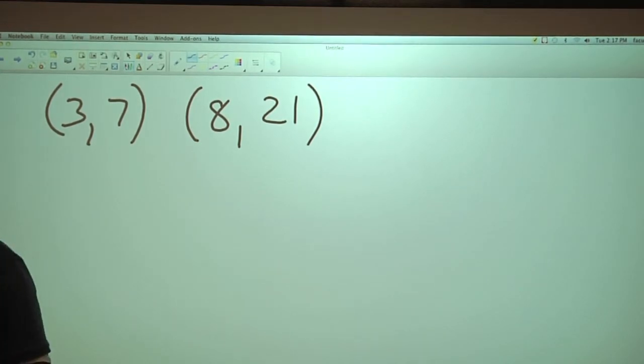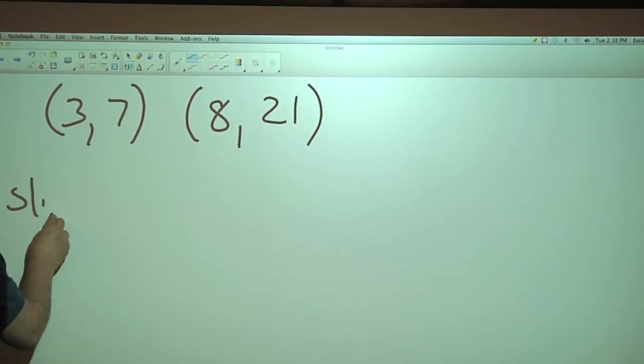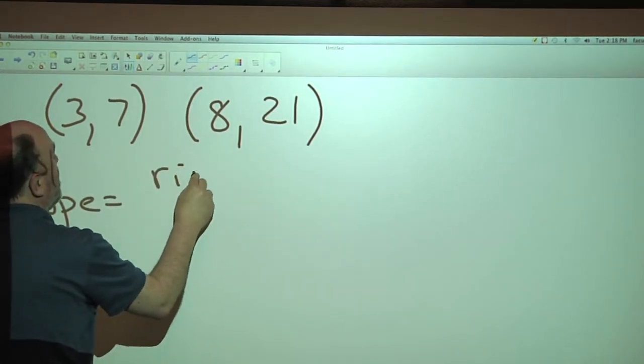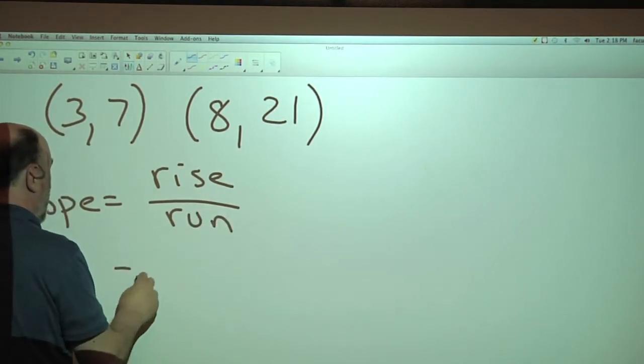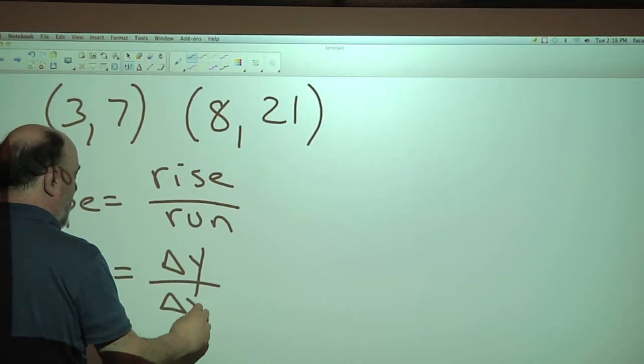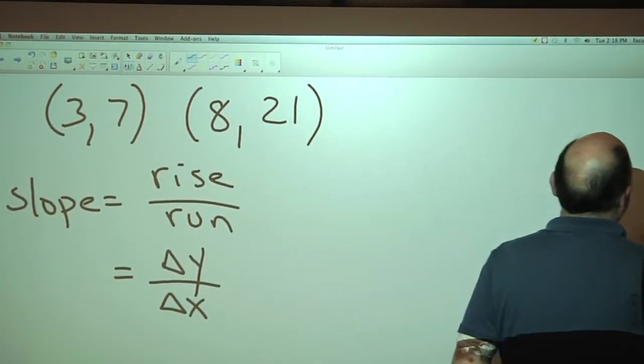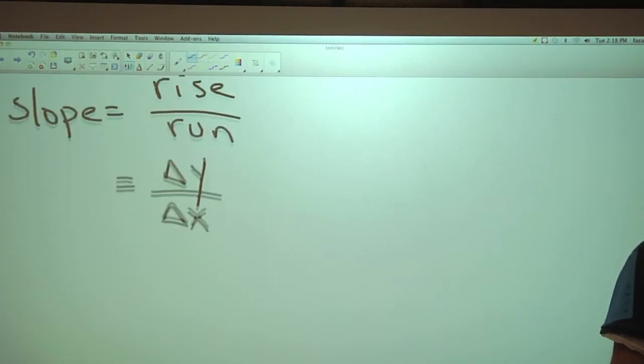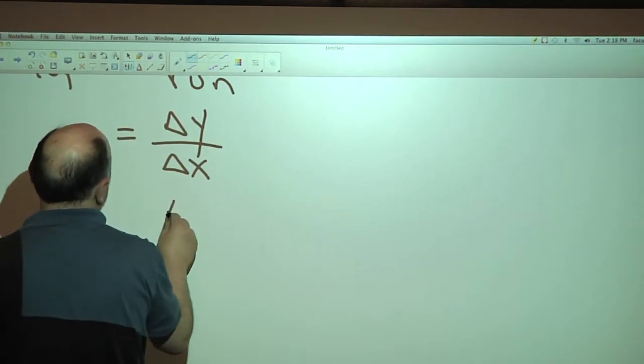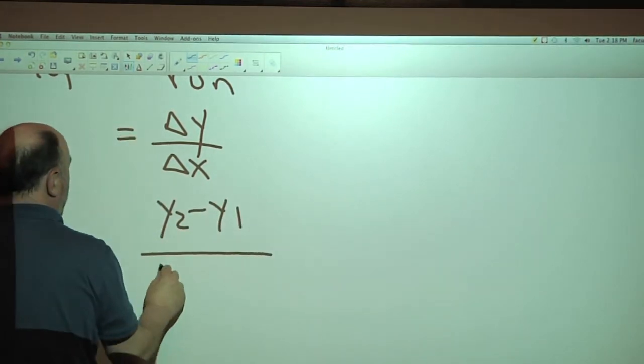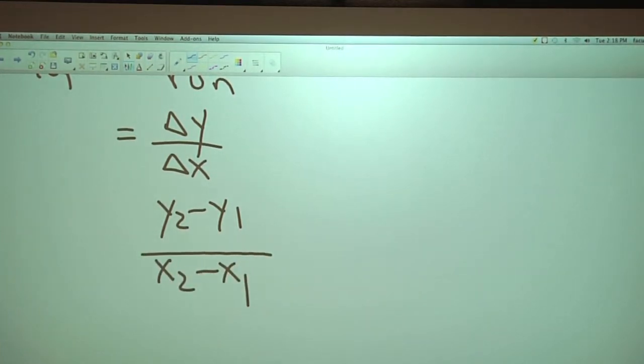And I said, find the slope. Everybody looks at it and wonders, what is slope and how do I find it, right? Well, slope, if you remember, was the rise over run, which is also the change in y over the change in x. Which is y2 minus y1 over x2 minus x1. Correct. Change in y over the change in x, right?